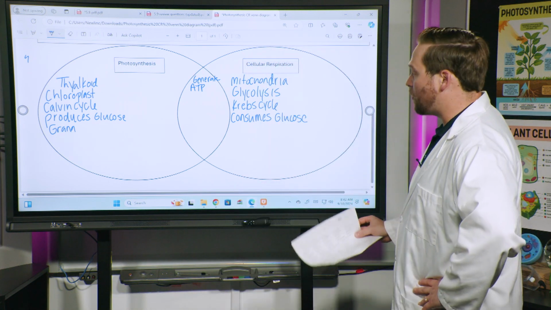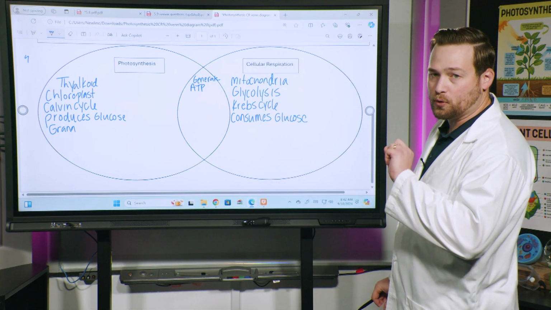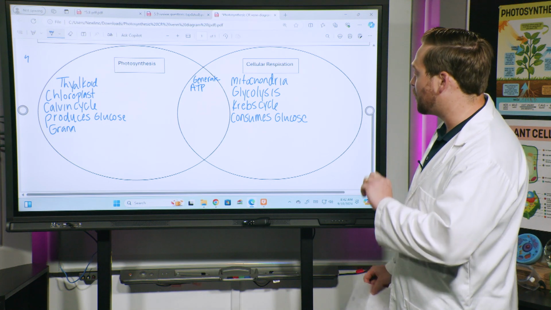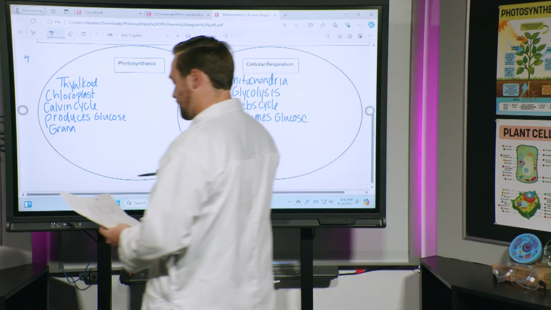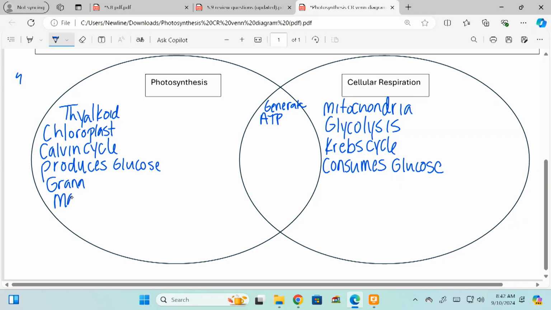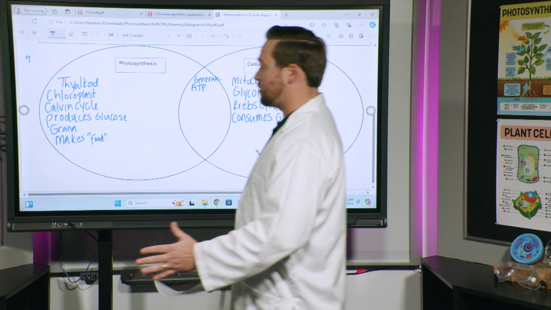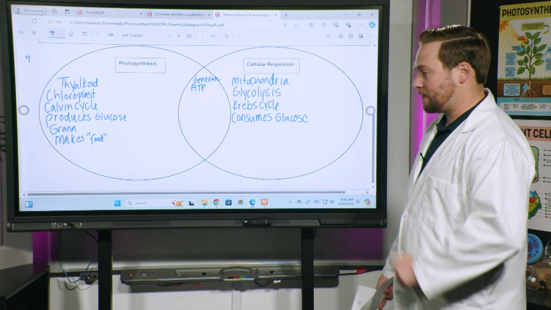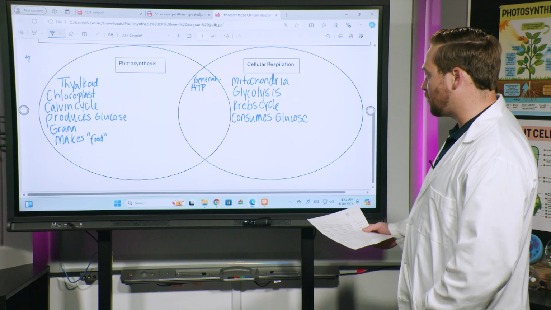Great work, let's keep it going. So which one of these makes food? One of them makes food. Where should we put that? Photosynthesis is the one that makes it. And you can see that food is in parentheses because it's really just glucose, but we do eat that. So we'll say makes food over there.